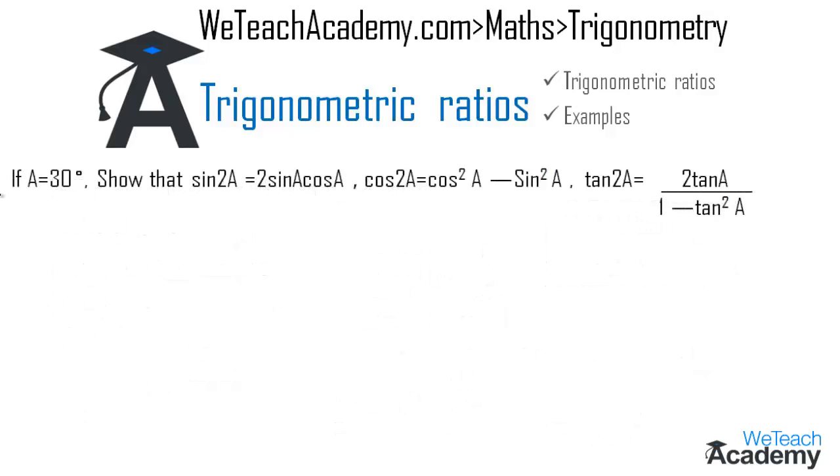The given example is: if a is equal to 30 degrees, then show that sine 2a is equal to 2 sine a cos a, and also prove that cos 2a is equal to cos square a minus sine square a, and then tan 2a is equal to 2 tan a by 1 minus tan square a.